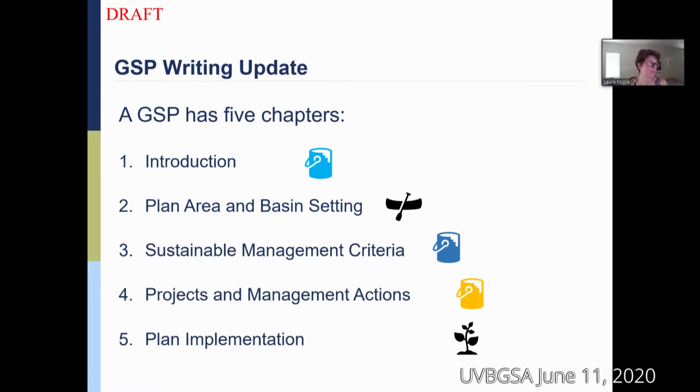Most of the work we did up to now is on chapter 2, which is the plan area and the basin settings. But if you remember, last time we introduced the concept of sustainable management criteria. And then we have projects and management actions, and this is where we will include all the ideas that come out of thinking about what to do for the next 20 years to demonstrate that the system is sustainable. So this is where we will use our understanding of the system to suggest a solution if we need a solution, or just suggest how to keep going if, for some specific undesirable results, there are actually no undesirable results.